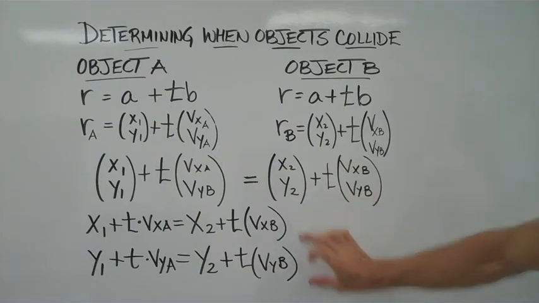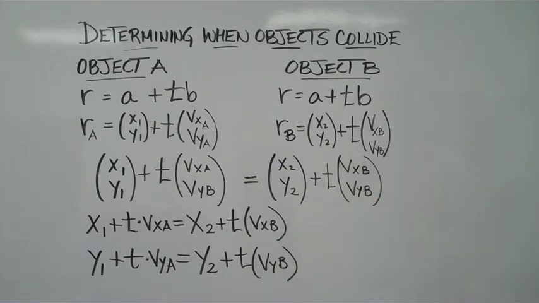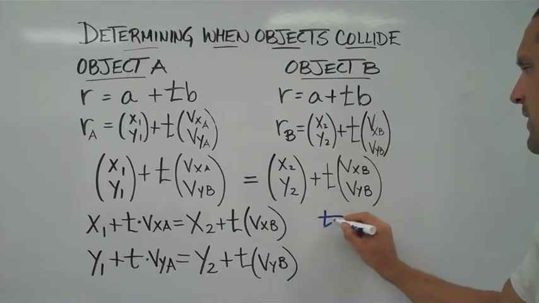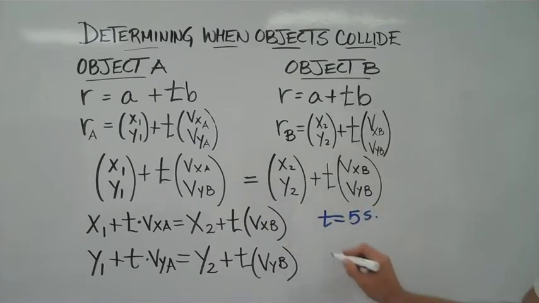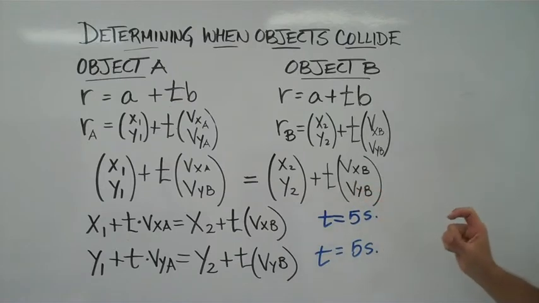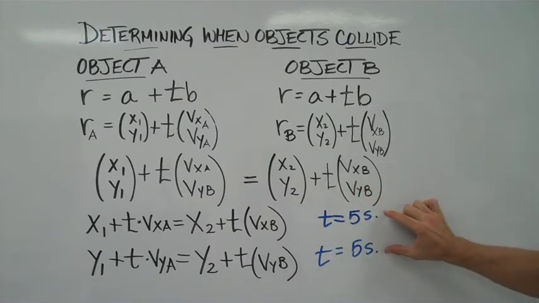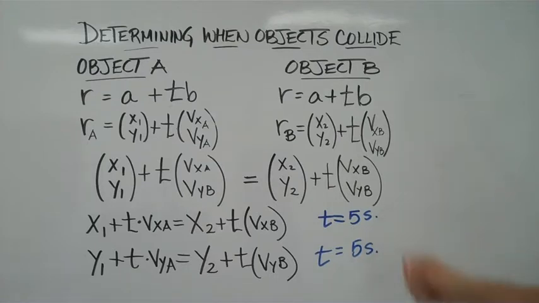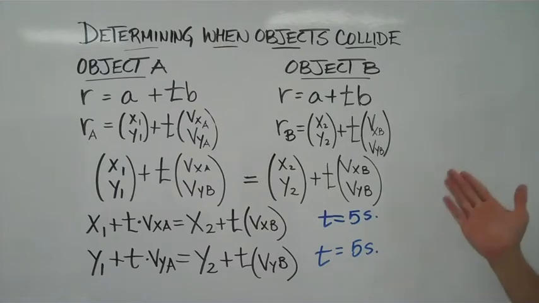I've got my two equations there. All we have to do is solve for t. If I get t equals 5 seconds here, and t equals 5 seconds here, then I can conclude that the two objects collide at 5 seconds, because both their x and y position at time equals 5 seconds are equal. In other words, from this we can conclude that the objects are in the same position at the same time. So they are hitting each other. They are colliding.